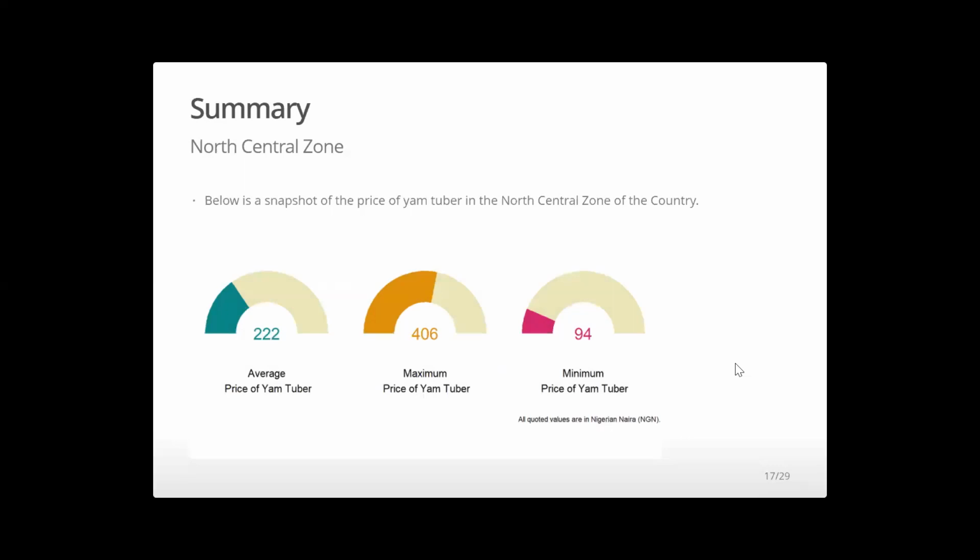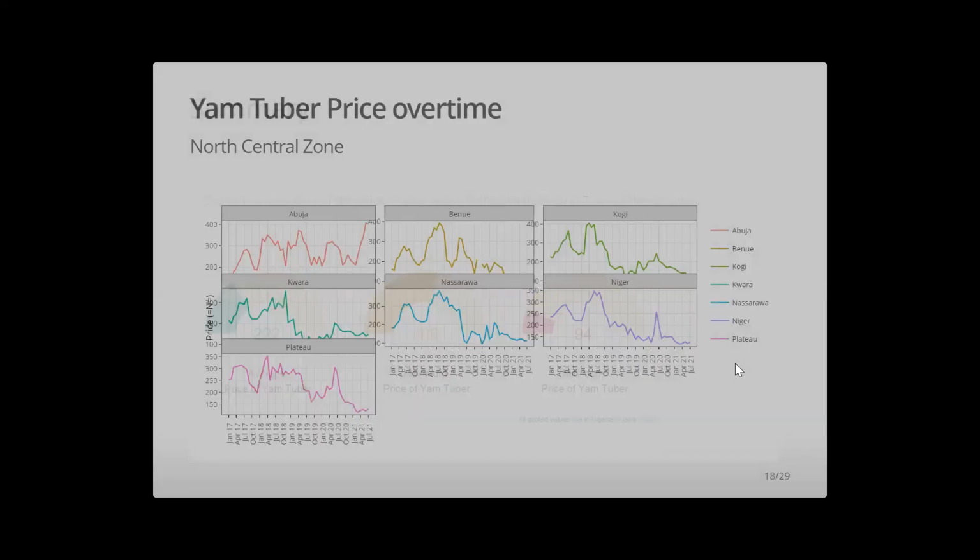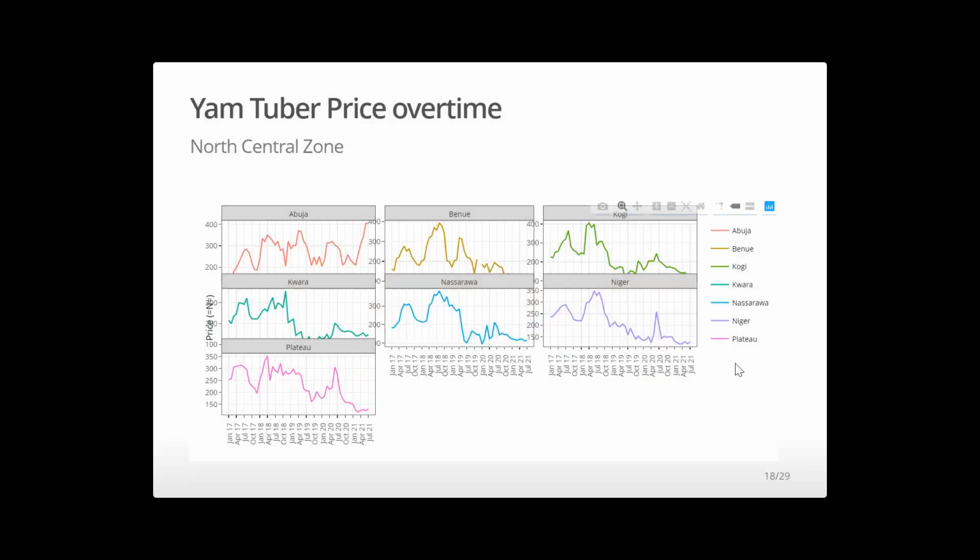You can see at a brief glance what the price of yam is in North Central by the minimum, the maximum, and the average, right? So we can actually see that, and we can see in terms of series what the price of yam is for each of the states that make up North Central. You can see that apart from Abuja, every other state in North Central has a decline in the price of yam. So the pricing of yam in North Central declined except for Abuja.